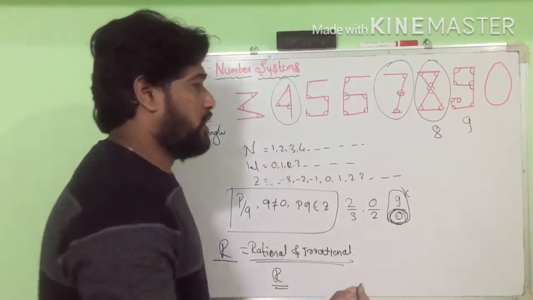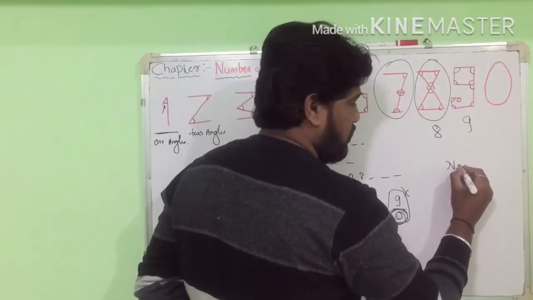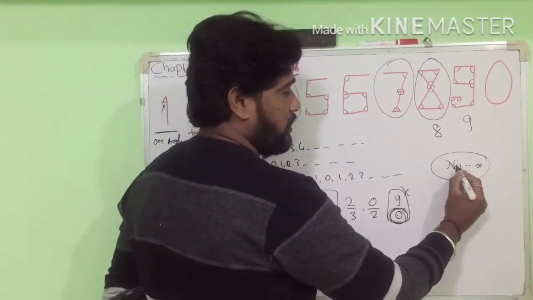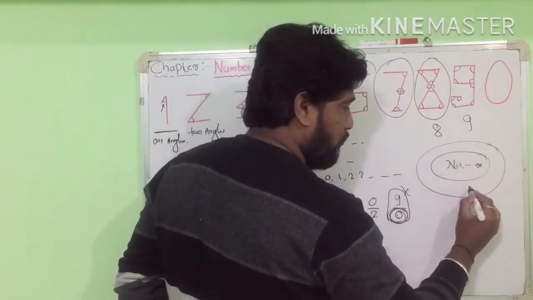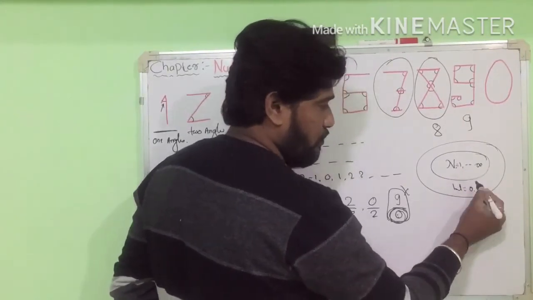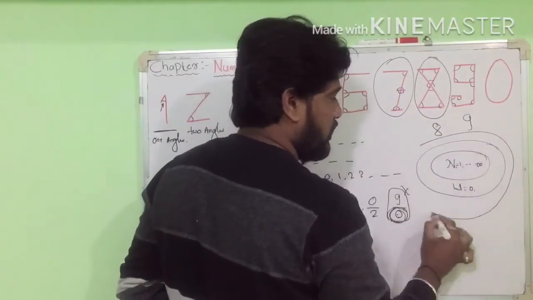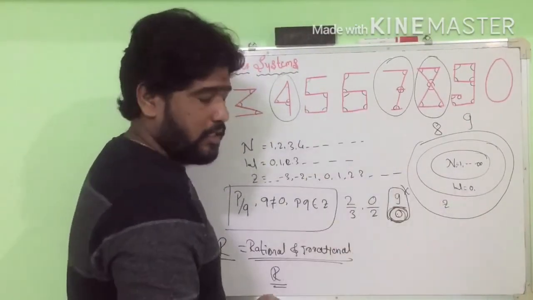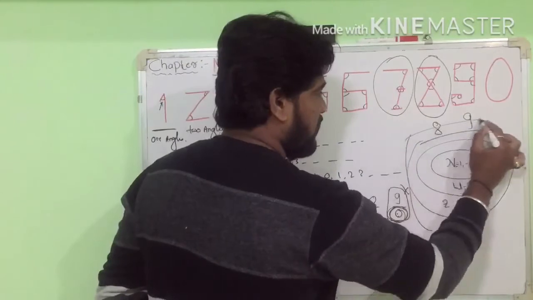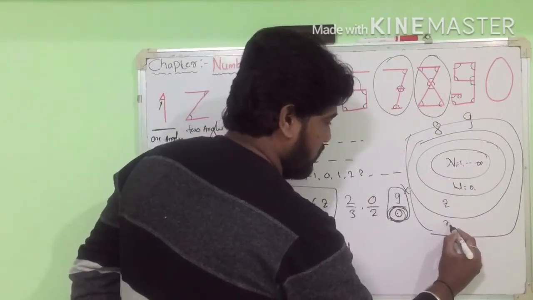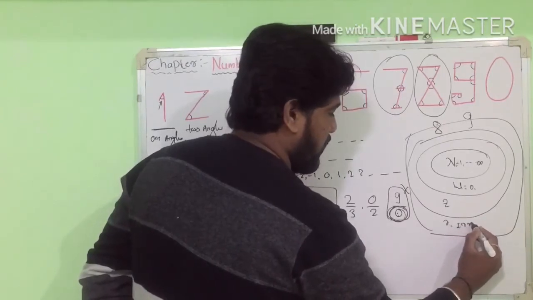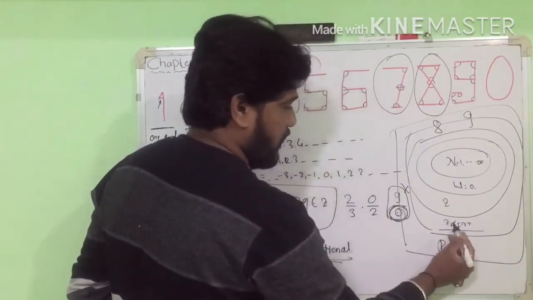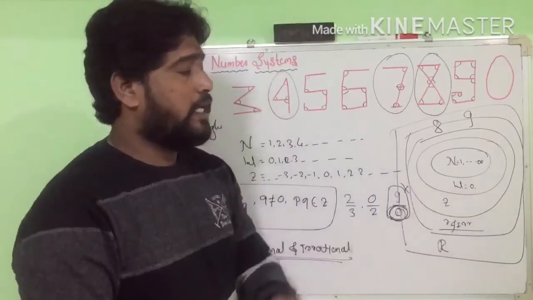So number system. See here, already we learned natural numbers. Natural numbers are 1 to infinity, right? It is denoted by N. And whole numbers: natural numbers with 0 are called whole numbers. So next we learn integers, Z. The positive and negative numbers and 0 are called integers, right? So next we learn rational and irrational numbers, right? After that, real numbers. So this system is called a number system.